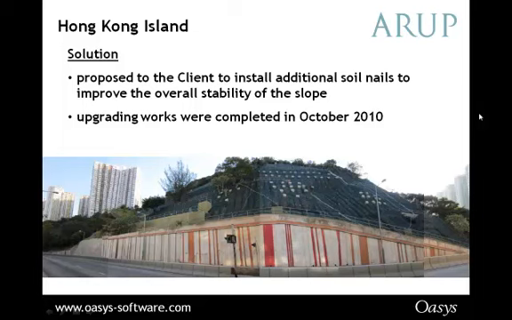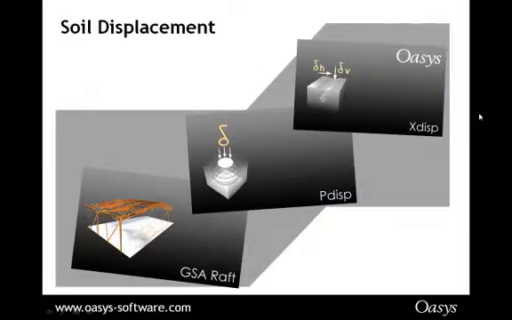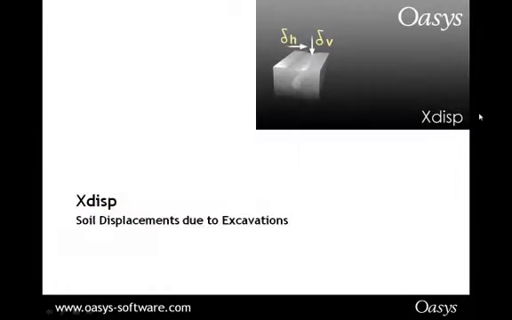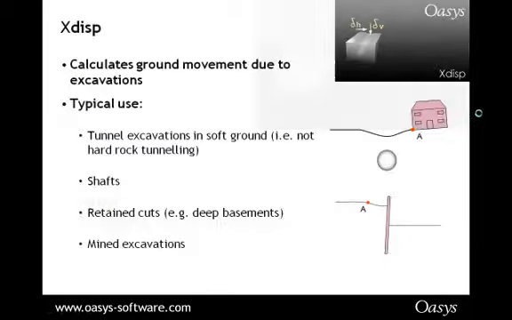So now I'm going to move on to our other soil movement software, and I'm going to start here with XDisp, which looks at the ground movement caused by excavation. XDisp calculates ground movements at and below the surface, and it can be used for a number of different types of projects. So for example, where you've got tunnel excavations in soft ground, where you've got circular shafts, retained cuts, or mined excavations. And this depiction here to your right hand side will show you, for example, if you excavate a tunnel, you can pick a specific point.